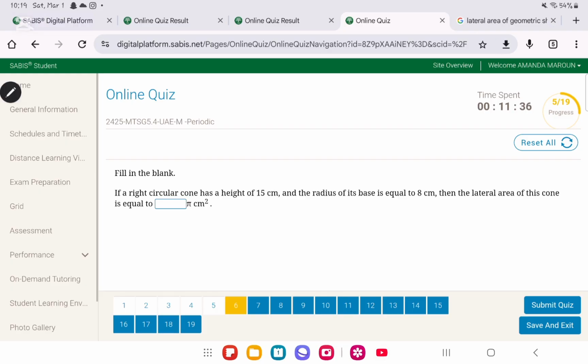Again, we are given that a right circular cone has a height of 15 centimeters and the radius of its base is equal to 8 centimeters. They need us to find the lateral area of this cone. Let us draw what we are dealing with. We are dealing with a cone, and it is a right circular cone, so it has a height, and it looks something like this. The height is 15 centimeters, and the radius is equal to 8 centimeters. They need us to find the lateral area of this cone.